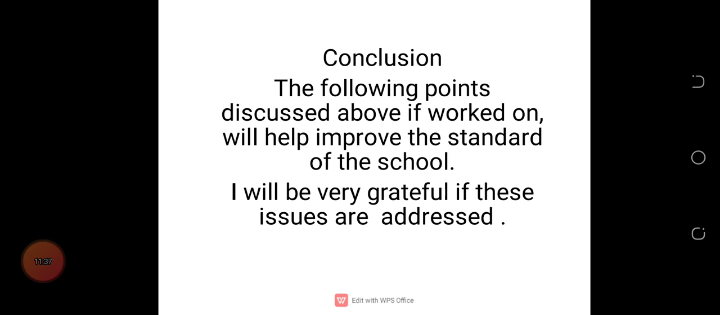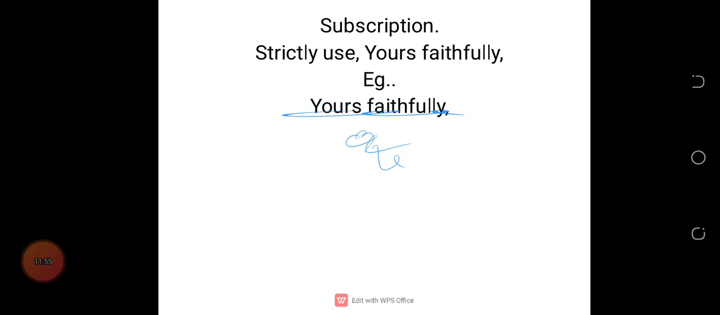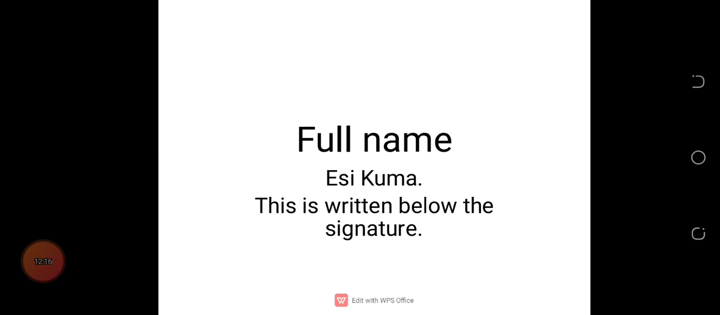Okay, so when you finish writing all those points, there's a nice way to end the essay. And so you can say that the points discussed above, if worked on, will help improve the standard of the school. I would therefore be grateful if these issues are addressed. So that is a nice way of ending the letter. Then quickly, you would have to come with a subscription. Strictly use yours faithfully. Nothing apart from yours faithfully. Follow that with a comma, then you sign your signature, then you write your full name below the signature.